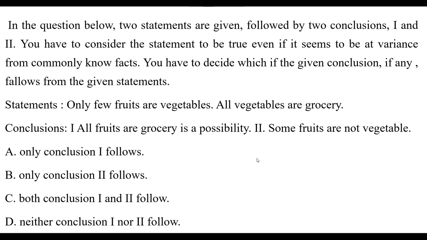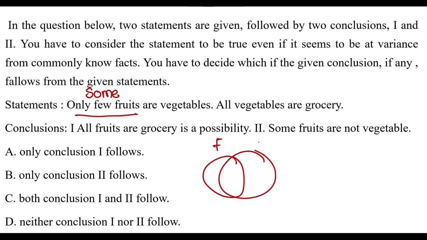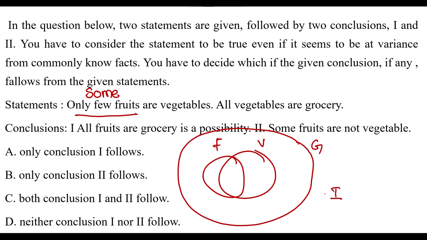So if you see this now, only few fruits means it's very crystal clear that it's all about some only, not all. Some fruits are vegetable, all vegetables are grocery. Now, all fruits are grocery is a possibility. Possibility means satisfying one diagram also okay. If they use the word possibility, if it satisfies one diagram, we should also consider it.